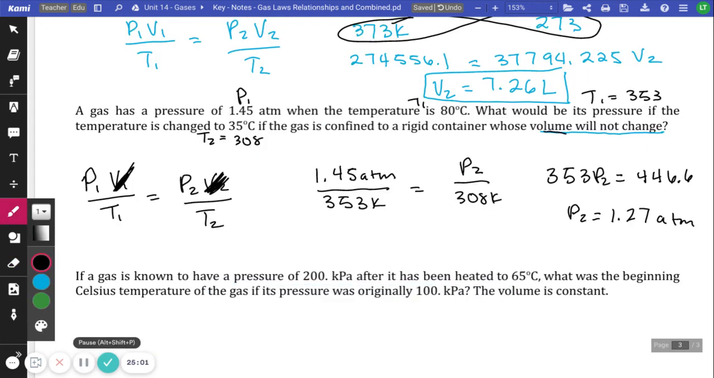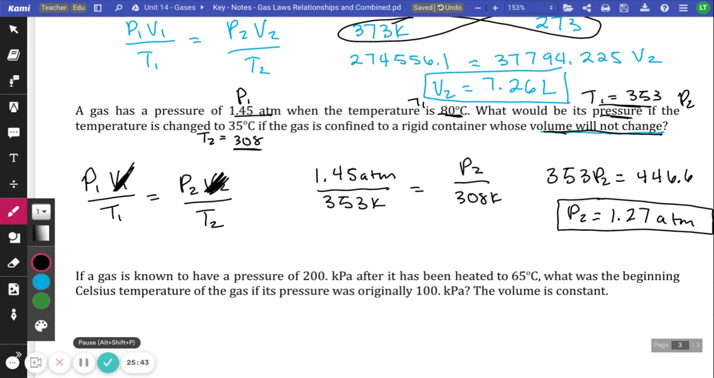All right, guys, so like I said, it says volume will not change. So I can actually cancel volume out in my overall equation since it's going to stay the same on both sides. So it had a pressure of 1.41 atmospheres when the temperature was 80 degrees Celsius, we need to convert that to Kelvin. So I added 273 and I got 353. What would be its pressure? So we're looking for P2 if the temperature changed to 35 degrees Celsius. Again, got to convert that to Kelvin, so it's 308. So then we just go ahead and plug it into our equation. And when I did, I got that my pressure should be 1.27 atmospheres.